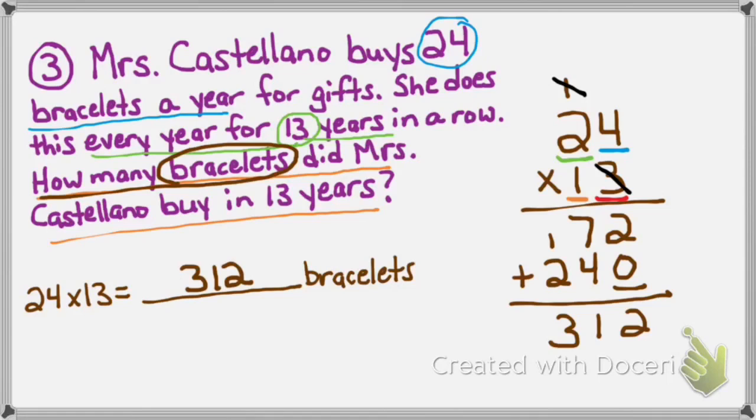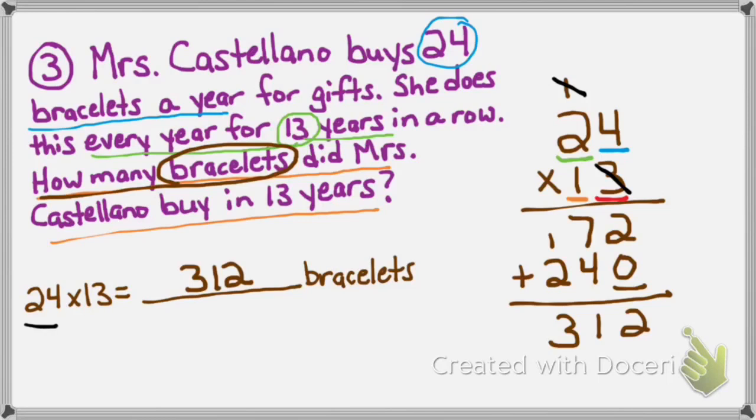Let's read my question. How many bracelets did Mrs. Castellano buy in 13 years? The answer is 312 bracelets. Let's stop, go back to our estimate, and see if this is reasonable. Oh no, I stopped to go back to my estimate and realized I didn't estimate. So okay, I'm going to go ahead and estimate.